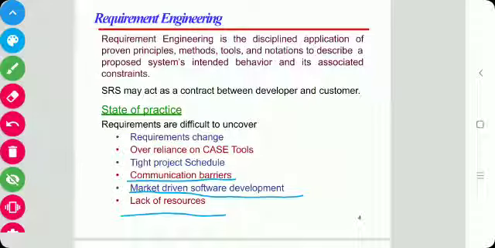Okay. So this is requirement engineering, which consists of 4 steps: requirement elicitation, requirement analysis, requirement documentation, and requirement review.